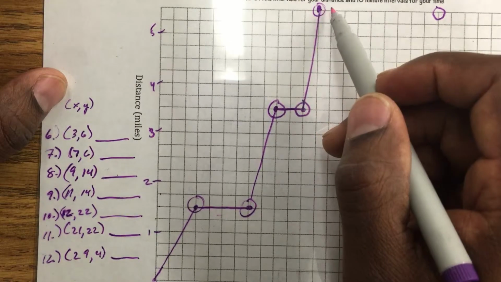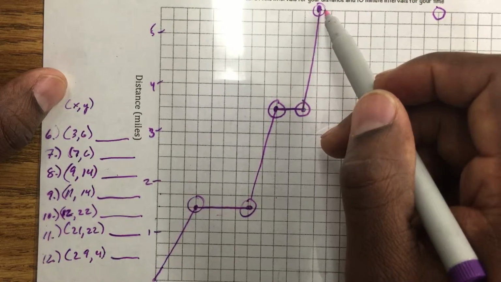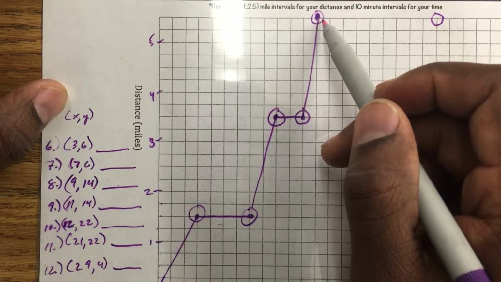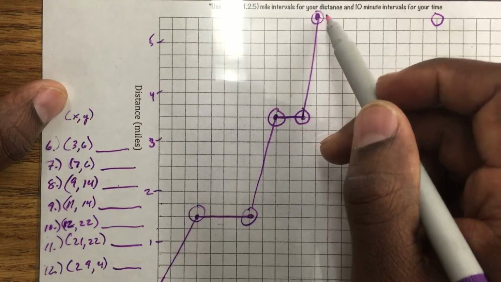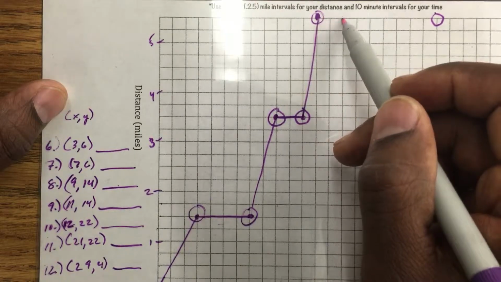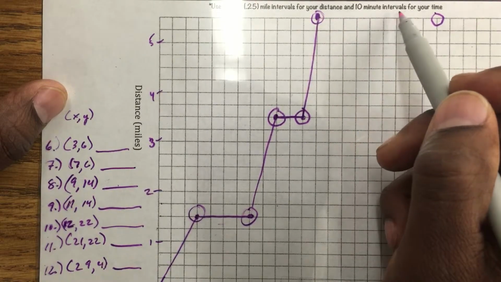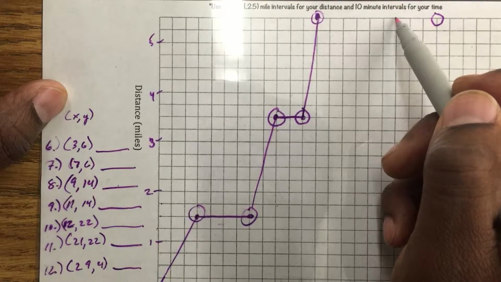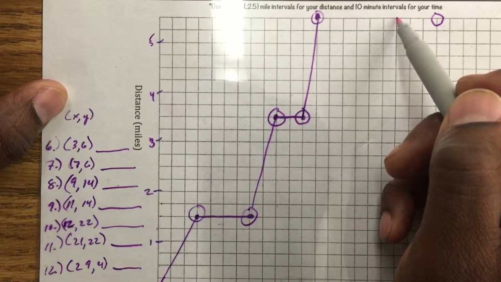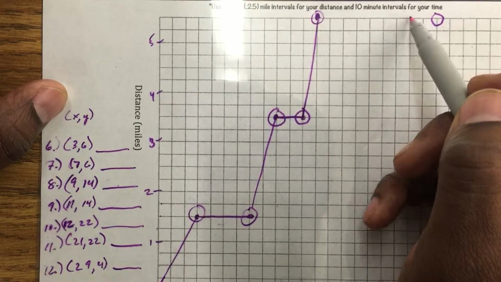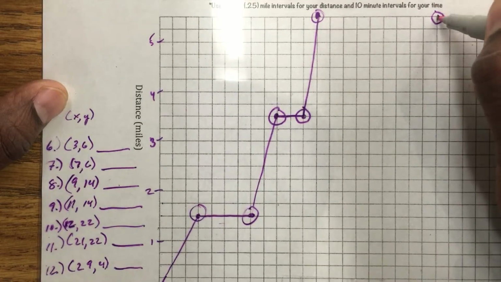We know that there's 60 minutes in an hour. So 60 minutes would be 6 of these blocks since there are 10-minute intervals. So look, 10, 20, 30, 40, 50, 60, that's 1 hour. But it says we're there for 1.5 hours. If an hour is 60 minutes, then a half hour is 30 minutes. So we need to go for an hour and a half, we need to go 30 more minutes. 10, 20, 30. Okay.